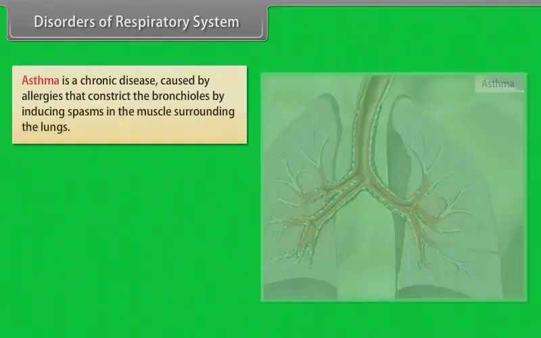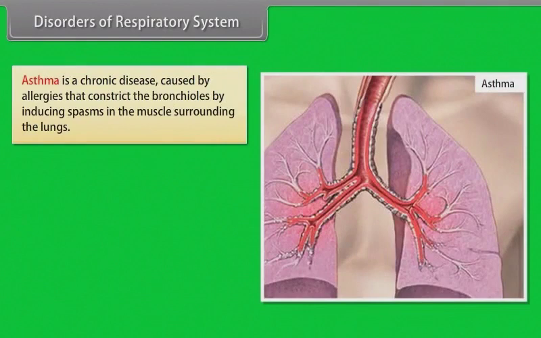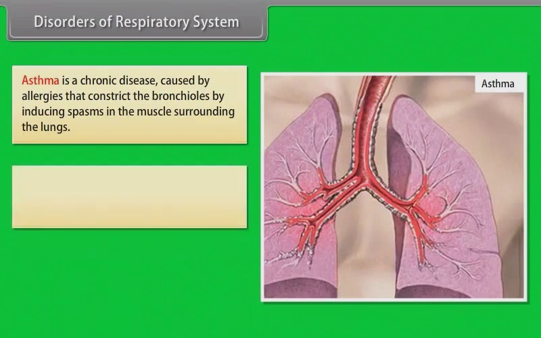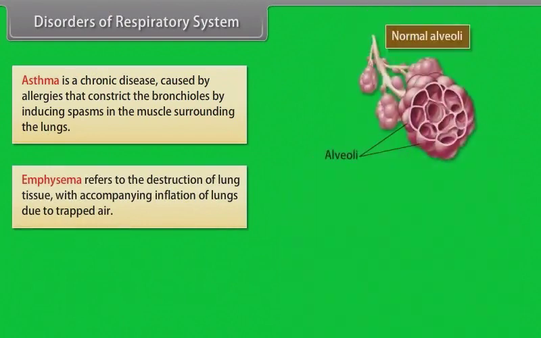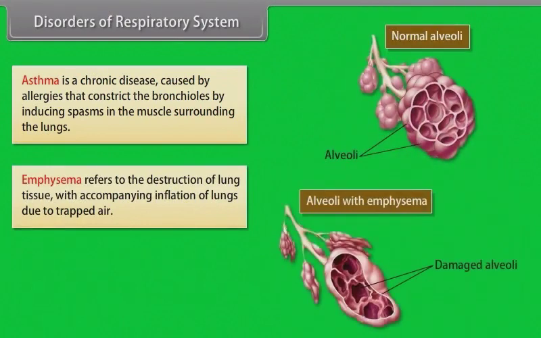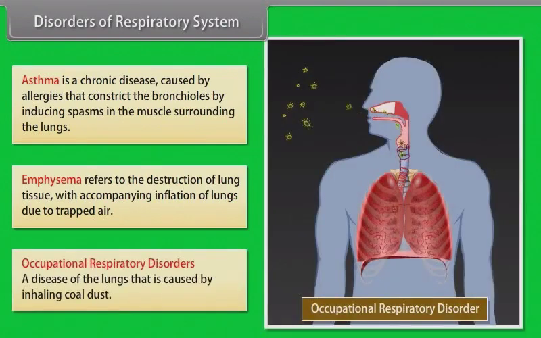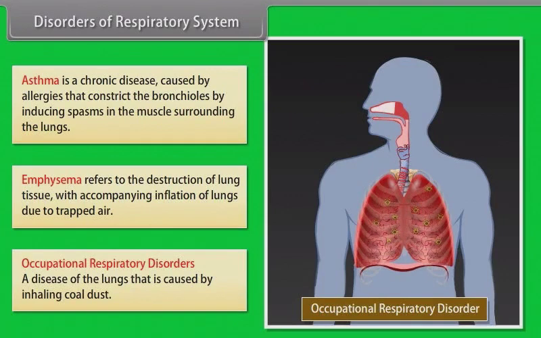Disorders of respiratory system. Asthma is a chronic disease caused by allergies that constrict the bronchioles by inducing spasms in the muscle surrounding the lungs. Emphysema refers to the destruction of lung tissue with accompanying inflation of lungs due to trapped air. Occupational respiratory disorders: a disease of the lungs that is caused by inhaling coal dust.